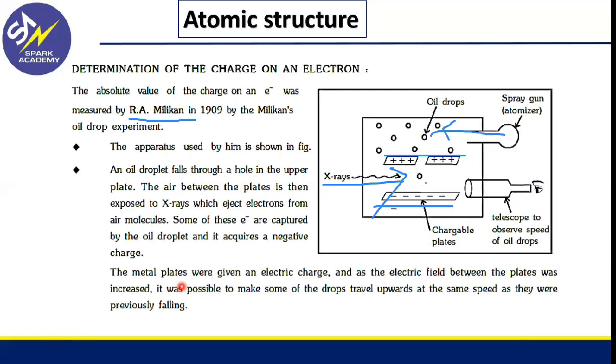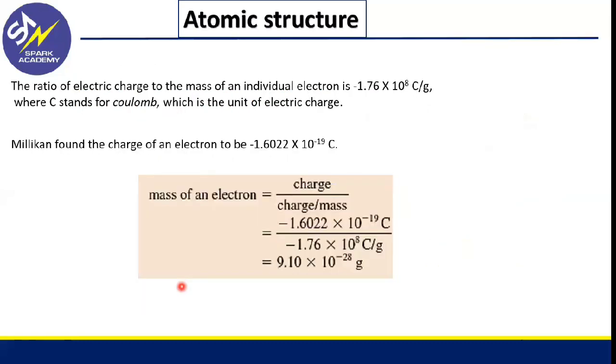Based on the density of the oil drop and the size of the oil drop, they will move, because the electrons are charged and placed between the charged plates, and the electron has a negative charge which is captured by the oil drop. So based on the movement, the density of the oil, and the size of the oil droplet, we can determine the electrical charge. So the ratio of charge over mass was minus 1.76 times 10 to the power of 8 coulomb per gram.